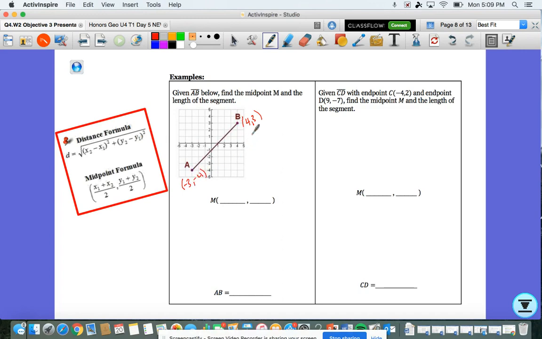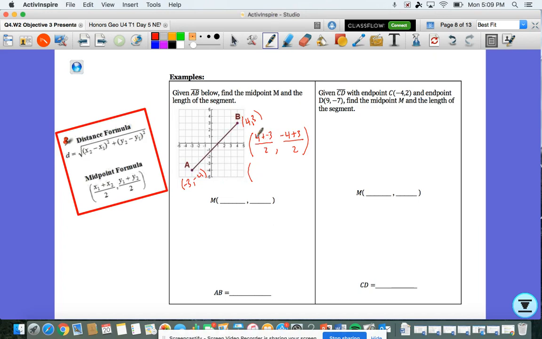So remember that I'm going to be averaging the 2 x's. So I've got 4 plus -3 divided by 2, and -4 plus 3 divided by 2. When I do this, 4 plus -3 is 1, so that's going to give us 1/2. -4 plus 3 is -1/2. And I would leave it like that. I would say 1/2, -1/2. And you can even go on to this picture and see, does that make sense? If I go 1/2, -1/2, I get a point right here. That's M. Yeah, that looks about right. That creates 2 equal or congruent parts.